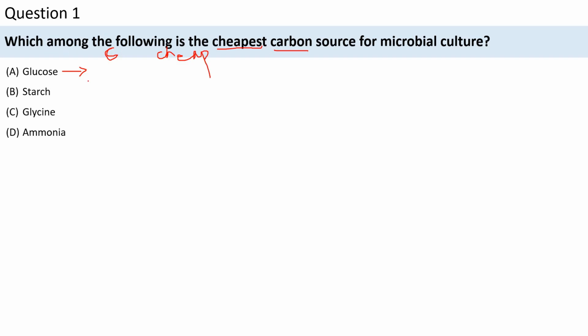So is glucose a carbon source? Yes. If you come to starch, is starch a carbon source? Yes. So we will compare at the end what all the carbon sources given are and which is the cheapest among those. In that way we can categorize. Coming to option 3, glycine. Is glycine a carbon source? No. Glycine is an amino acid. This cannot be used as a carbon source.